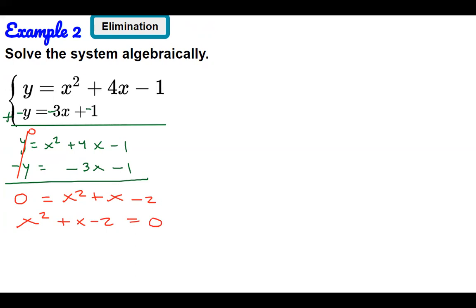What method did you guys choose? Let's go ahead and do Power Ranger. So two values that multiply to -2 and add up to 1. What two values do I have that multiply to -2 and add up to 1? Factors of -2, guys. Positive 2 and -1. So what do my factors look like? x minus 1, x plus 2 equals 0.